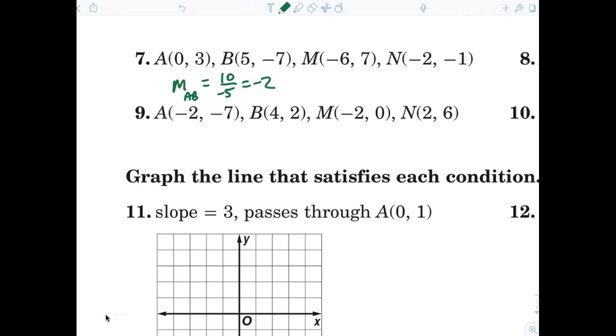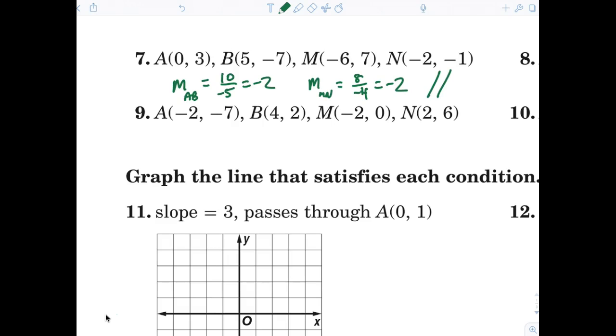Is everybody okay with that? 10 over negative 5. Right? Is everybody practicing your mental math? Look and make sure you can do that. Now I'm doing the slope of MN is equal to 7 plus 1 is 8 over negative 6 plus 2, which is negative 4, which is negative 2. So that's the symbol for parallel. That's the symbol for parallel. They're parallel because the slopes are equal.